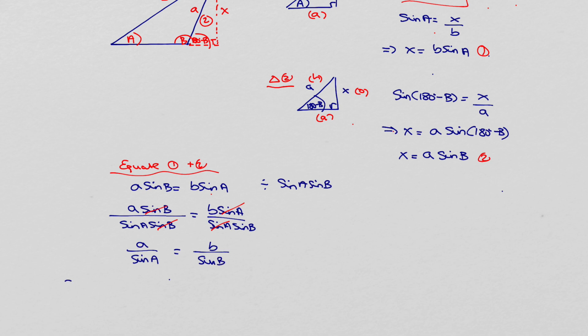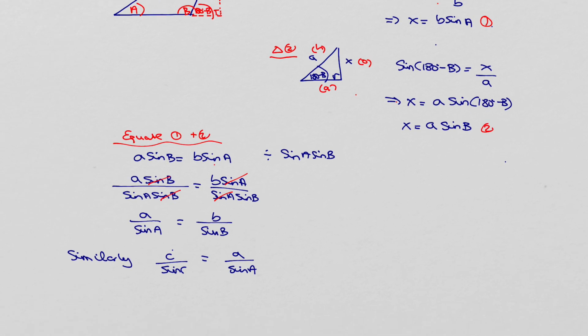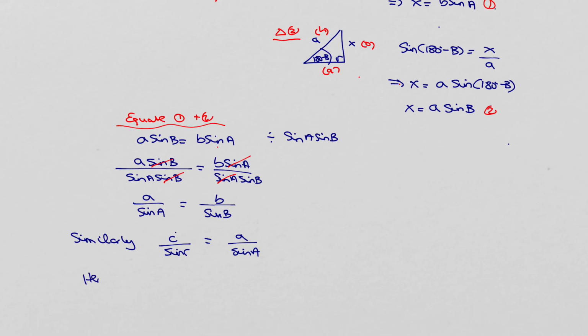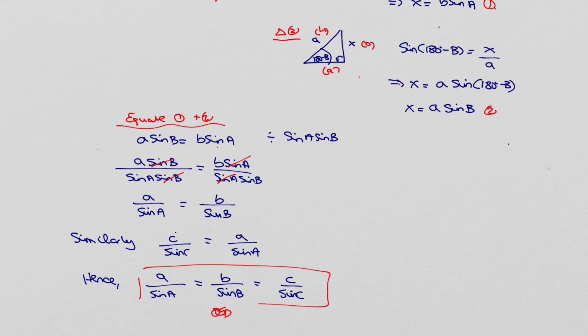And similarly, C over sine C is equal to A over sine A. Hence, A over sine A equals B over sine B equals C over sine C. QED. Okay.